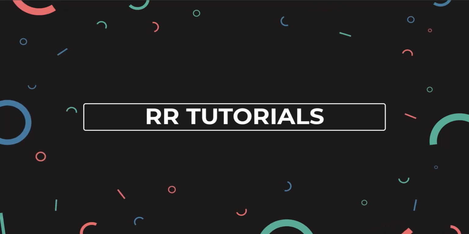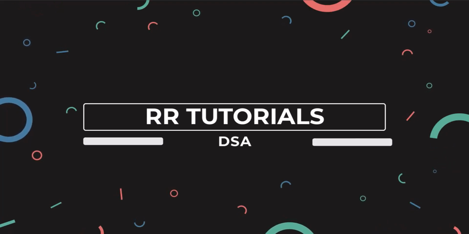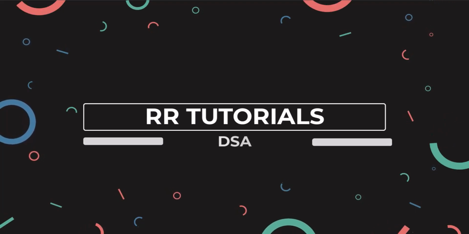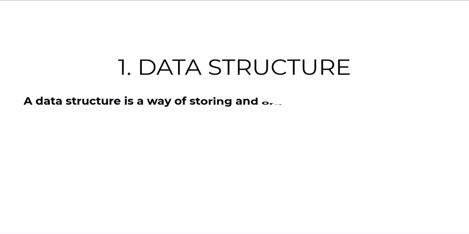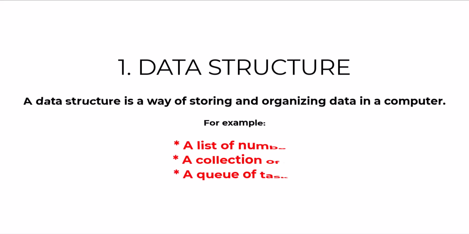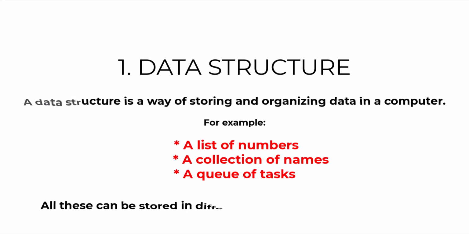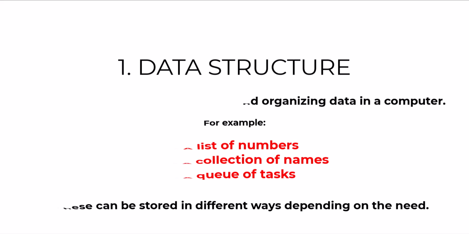In this new series, we are going to learn data structures and algorithms, also called DSA, from beginner to advanced level. So what is DSA? Let's break the term into two parts. First one is data structure. A data structure is a way of storing and organizing data in a computer. For example, a list of numbers, a collection of names, a queue of tasks. All these can be stored in different ways depending on the need.